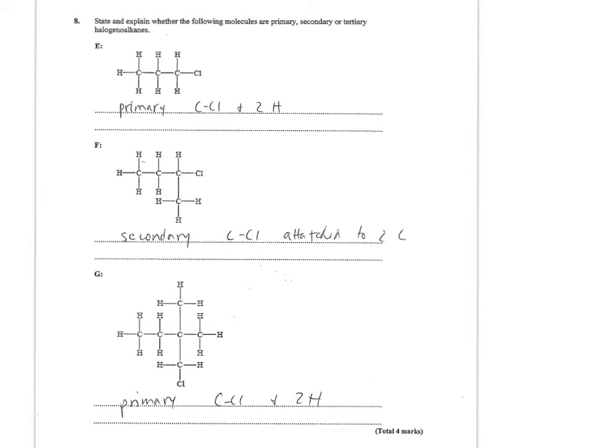But number 8, state and explain whether the following molecules are primary, secondary, or tertiary. So it's really, is the carbon attached to the functional group also bonded to 1, 2, or 3 other carbons? So here's my functional group. This is halogenoalkane. So here's the carbon with the chlorine attached to just 1 other carbon, making it primary. Here's the carbon attached to the chlorine, and it's attached to 2 other carbons, making it secondary. And as complicated as they make this look, they're trying to make it look like it's tertiary or even secondary. But here's the carbon attached to the chlorine. It's only attached to 1 other carbon, so it's primary.